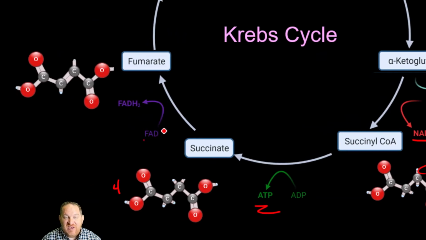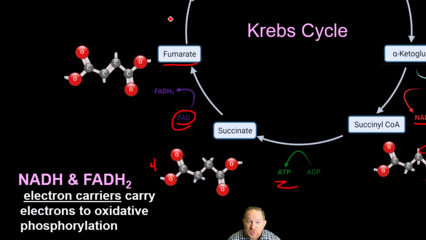Now our friend FAD, another one of our coenzymes, comes in, takes off some hydrogens from here and some electrons, and then we get fumarate. This continues around the circle. But I want to point out, FADH2 and NADH, as you see here, are our 2 electron carriers. Those are going to carry electrons over to our last step.